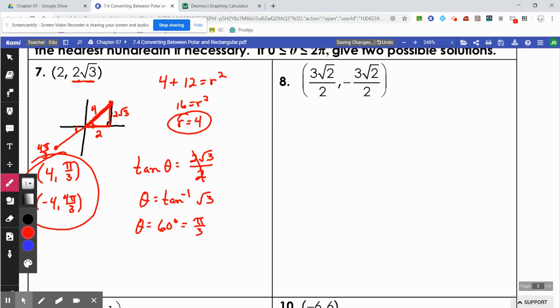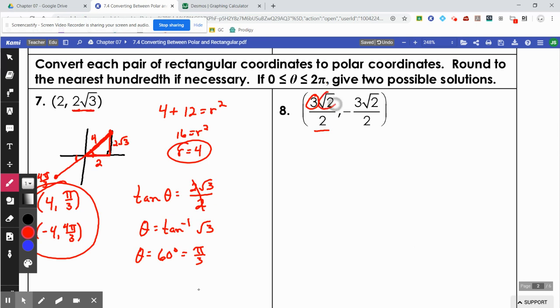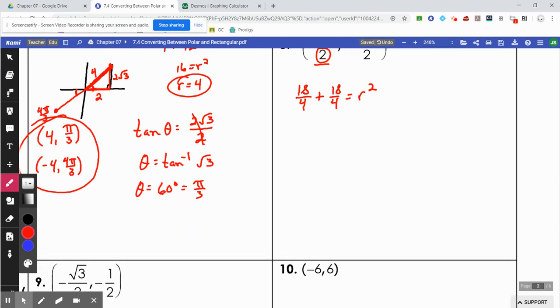Okay, let's do another one. To find our radius, we're going to do x squared plus y squared equals r squared. So let's square this. We have 3 different things to square. We have 9 times 2, which is 18 over 4, whenever we square that. Plus, same thing actually, because we're squaring a negative, it makes it positive, and it also ends up to be 18 over 4. So x squared plus y squared equals r squared. This would be 36 over 4 equals r squared. 36 over 4 is the same thing as 9. So my r value must be 3.